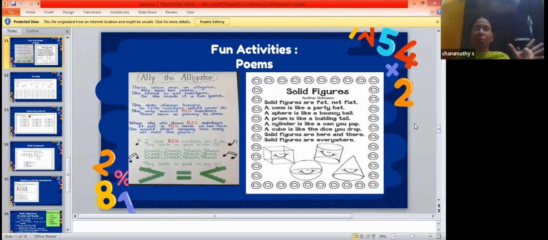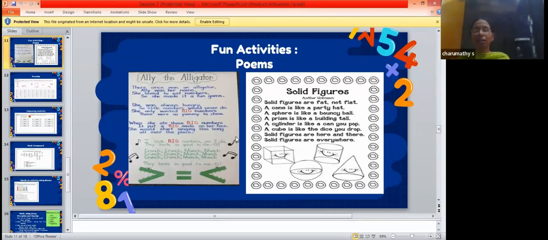A sphere is like a bouncing ball. A prism is like a building tall. A cylinder is like a can you pop. A cube is like the dice you draw. Solid figures are everywhere. The author is unknown, but actually the first line is very important. Solid figures are fat and not flat.